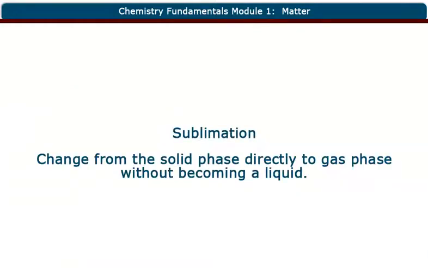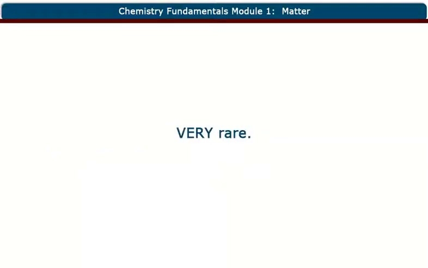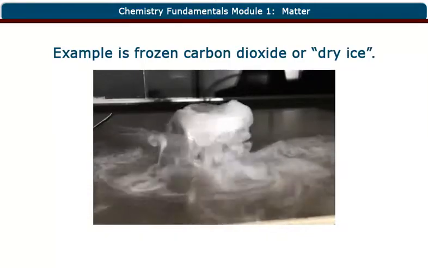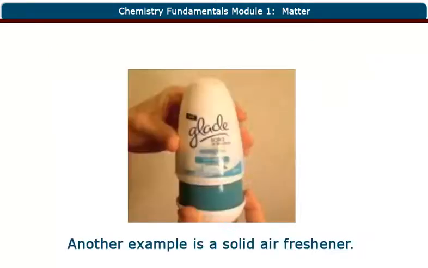Sublimation is the change from the solid phase directly to gas phase without becoming a liquid. This happens very rarely. One example is frozen carbon dioxide or dry ice. Another example is a solid air freshener.